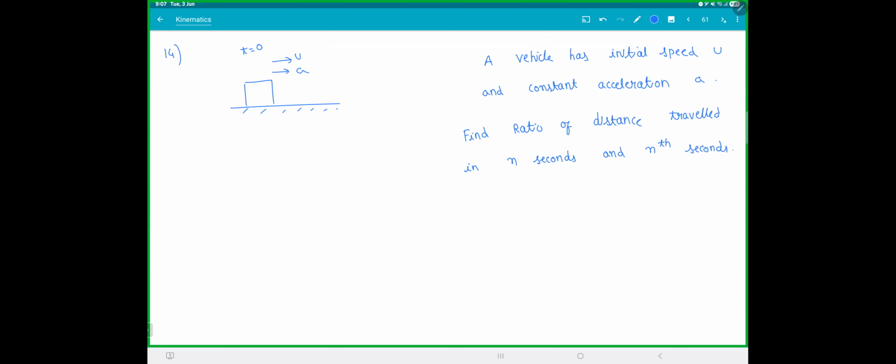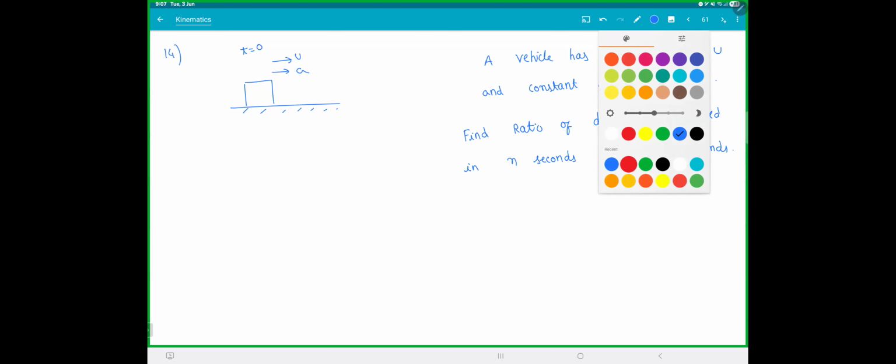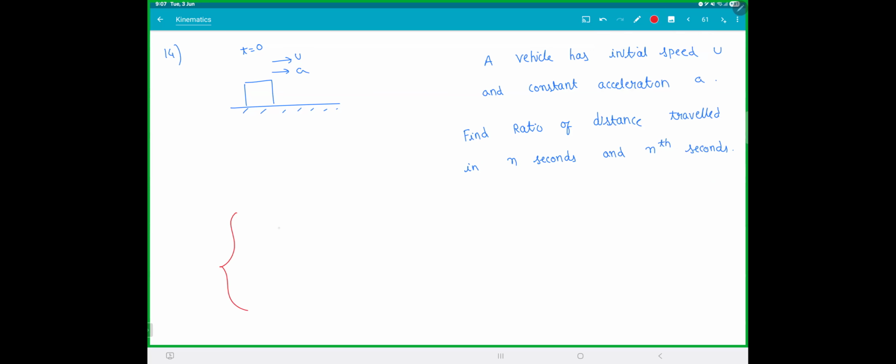Both are completely different things. Just to give an example, if someone says 3 seconds, you're talking about the time from 0 to 3. If someone says third second, look at this: when you go from 0 to 1, it's called the first second. 1 to 2 is called the second second. 2 to 3 is called the third second. So that's the difference between 3 seconds and third second. If I say 3 seconds, it means 0 to 3. If I say third second, it means 2 to 3.